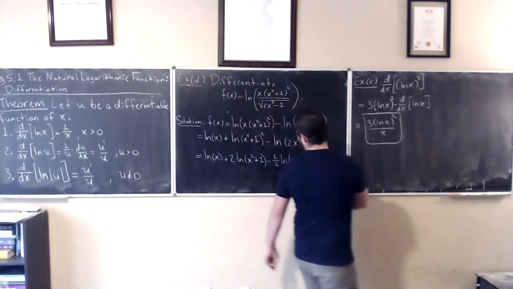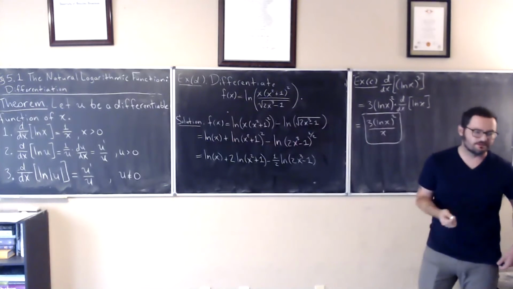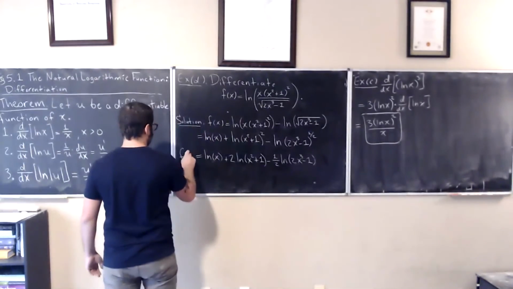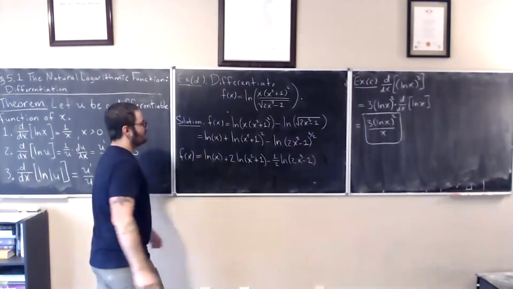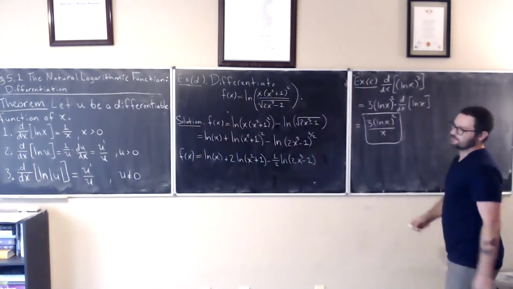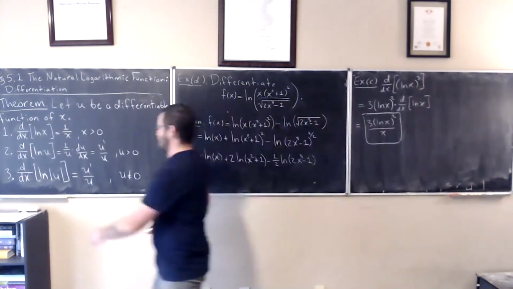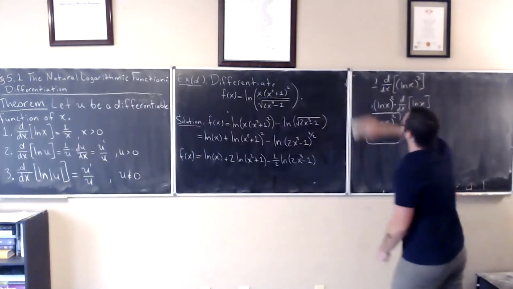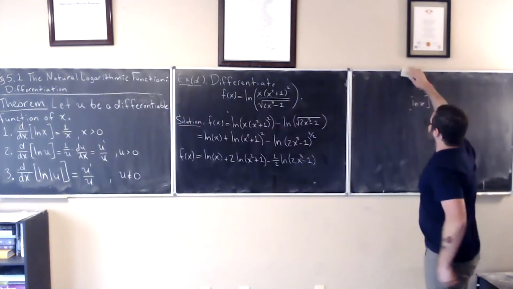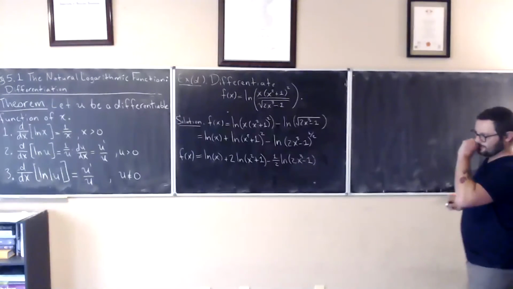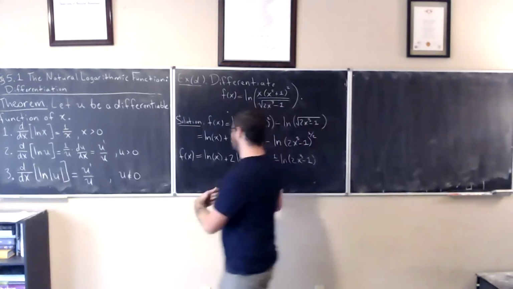Okay, so at this point, there's no further logarithmic rules I can use. So this is what f of x really looks like. And now I just need to differentiate this function here with respect to x. So let's see if we can do this quickly.